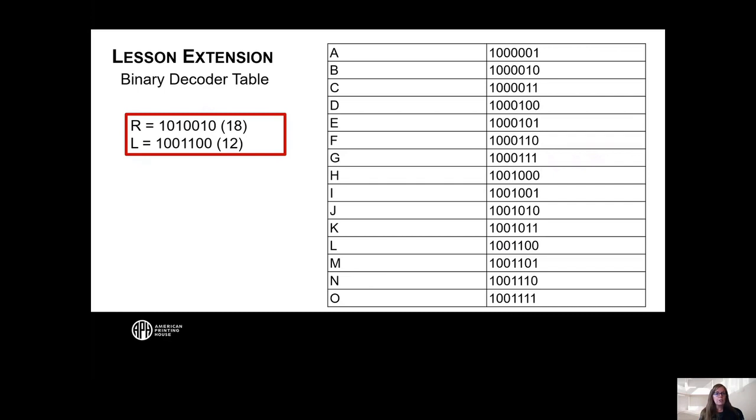Say you want to turn your initials into a binary number. R is 1 0 1 0 0 1 0, the 18th letter of the alphabet, and L is 1 0 0 1 1 0 0, which is 12. Then you can go back and forth, and it really helps solidify that idea of binary. But I would say go back and do the cards multiple times in multiple different ways to understand those values of binary versus decimal bases.